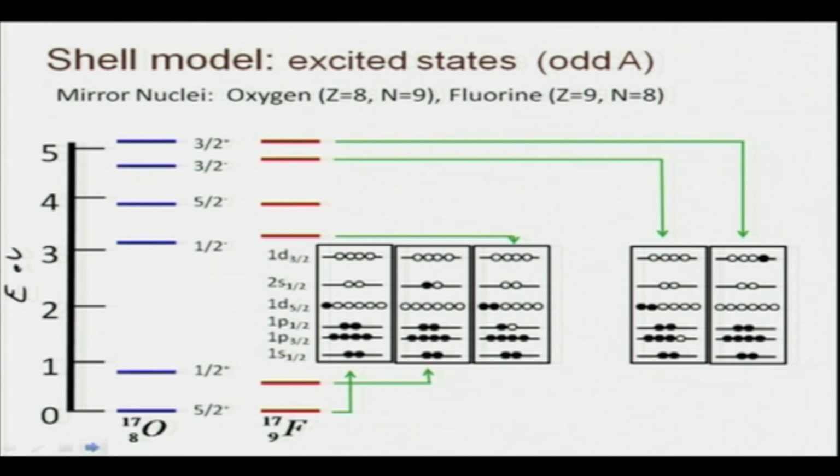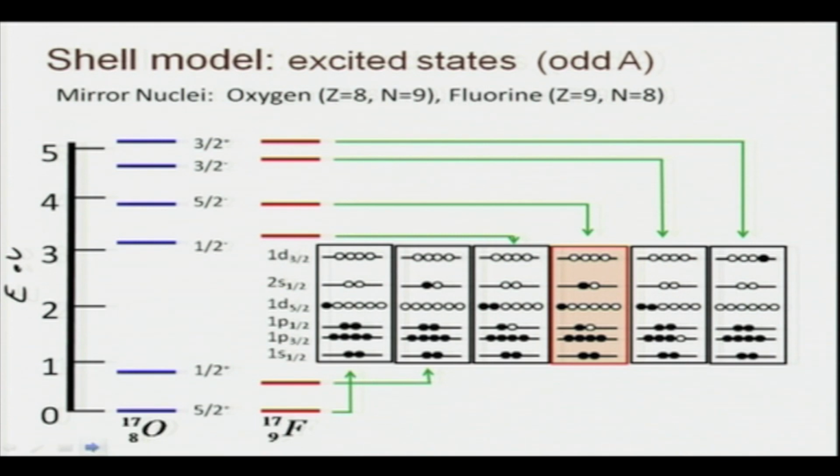We have something called 5/2 minus. Now, we have a big problem. Even if we break one of the pairs available and try to put it in somewhere, pair it with the 1d 5/2, we do not have any possibility of getting 5/2 minus. This is a problem which cannot be explained with the extreme independent shell model. So, one possible way is actually to consider this kind of a possibility.